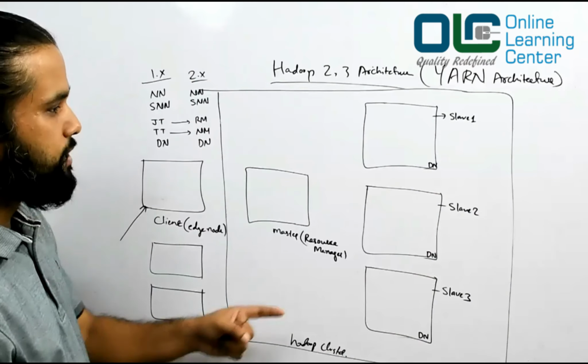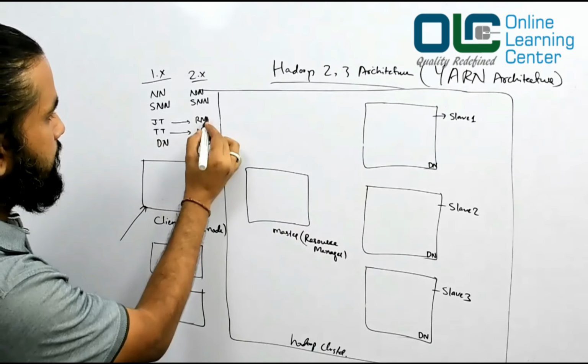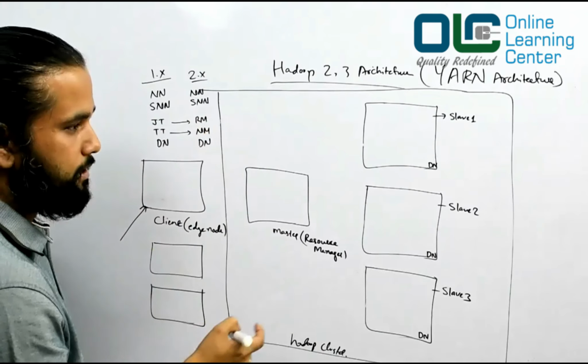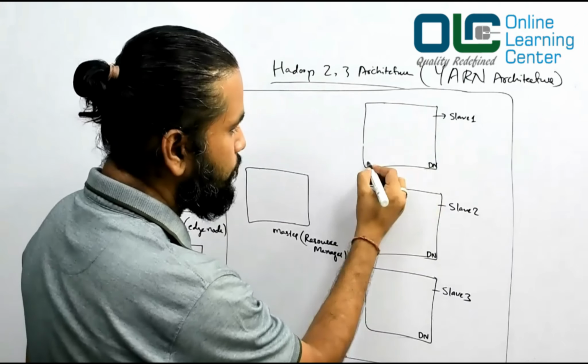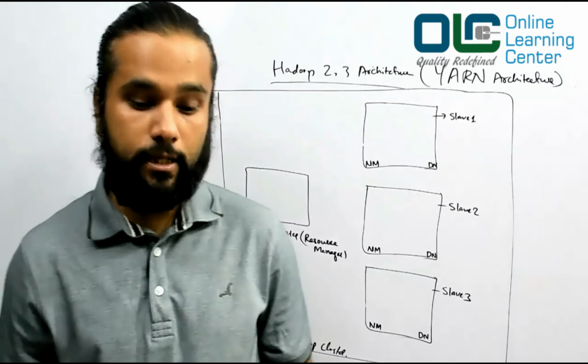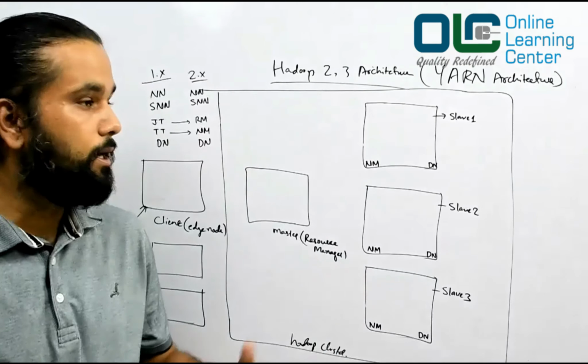And similarly, if you see, these are all nodes. Resource manager, we understood this is the one. Now what is left? Node manager. So every node will have a node manager. Every node has a node manager. Now you may ask me, what is this node manager? Node manager is nothing but a process.